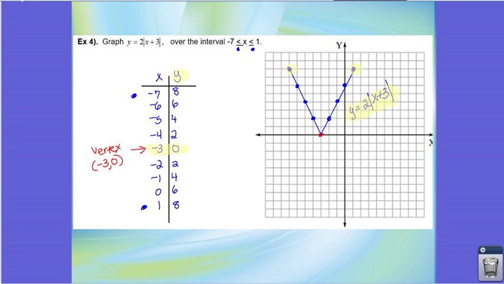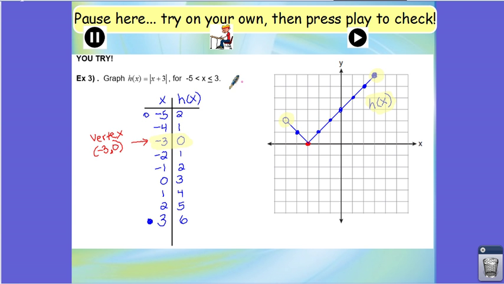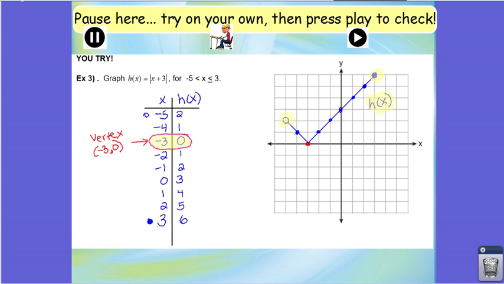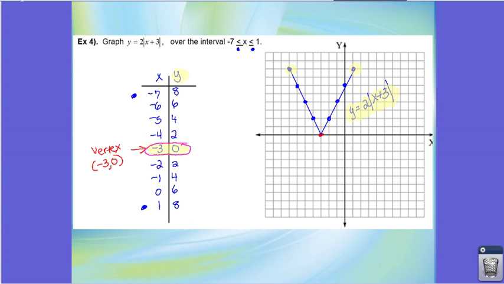which I'm not sure if you already noticed, but this vertex is actually the same vertex as the one in example 3. My question to you is, why do you think they are the same? Take a look at their graphs, take a look at their equations. Come in tomorrow prepared to answer the question, what makes the vertex the same for example 3 and example 4? Take another look at their equations and come up with your idea.